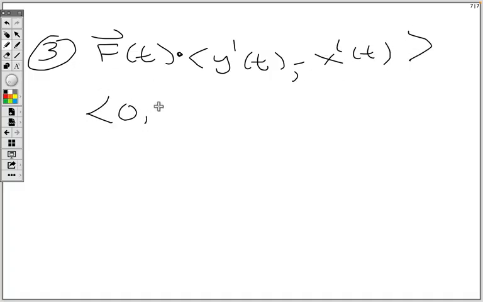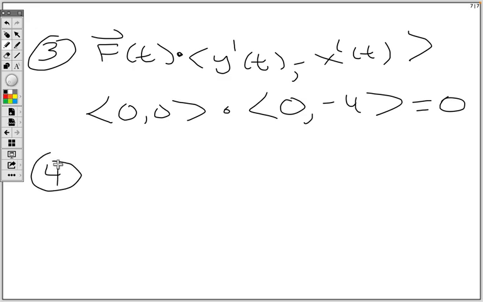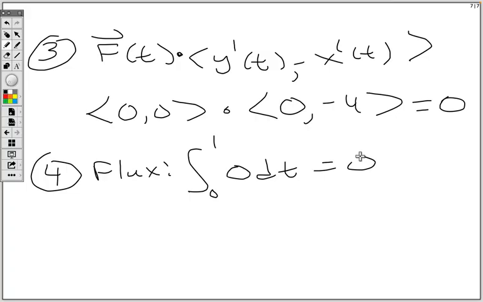But my field here is 0, 0. So it really doesn't matter what I've got going on here. I mean, this would also be 0. That's going to be 0. And so step 4, what's the flux going to be? Yeah, we're integrating 0 to 1, 0 dt, we get 0. So that means that there's nothing getting across that line segment. Yep, so that's it. And that's because the field is 0 there. So nothing's moving at all. And once again, we'll see that geometrically when we get through that.